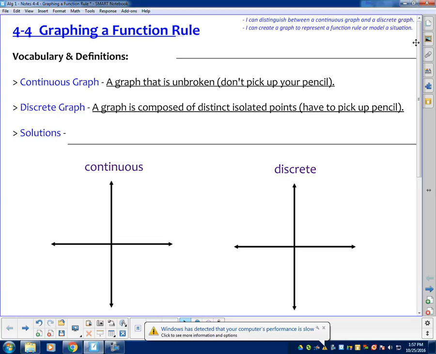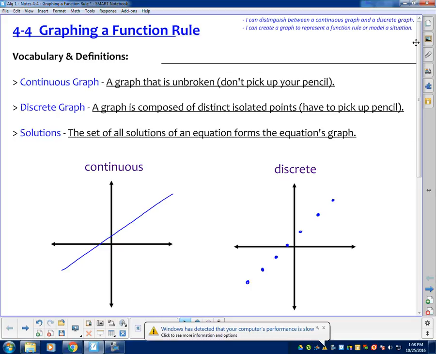So we got that written down? So a continuous graph might look like this. See how I didn't pick up my pencil? And a discrete linear graph would look like this. I'm picking up my pencil as I draw dots. It is a little bit off. It's okay, my drawings are off. Yeah. So continuous, discrete. Both of those are linear.